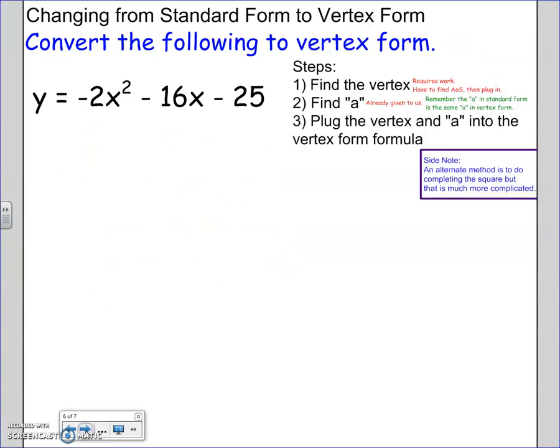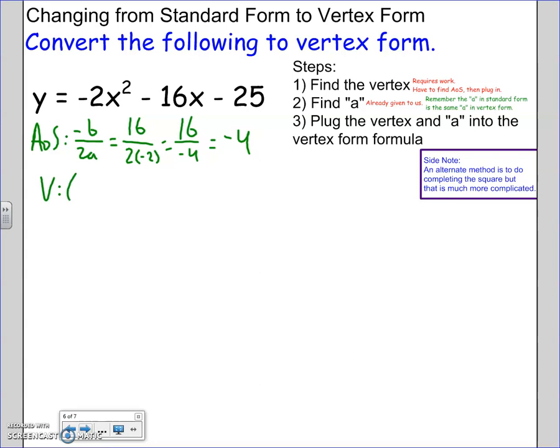Alright, next one. The reverse is a little harder, but not too much. Still 3 steps. If you're in standard form and you want to find the vertex form, you gotta find the vertex first. So to find the vertex, we gotta do axis of symmetry. So the AOS first. So that's -b over 2a. That's positive 16 over 2 times -2. 16 over -4, that's -4.